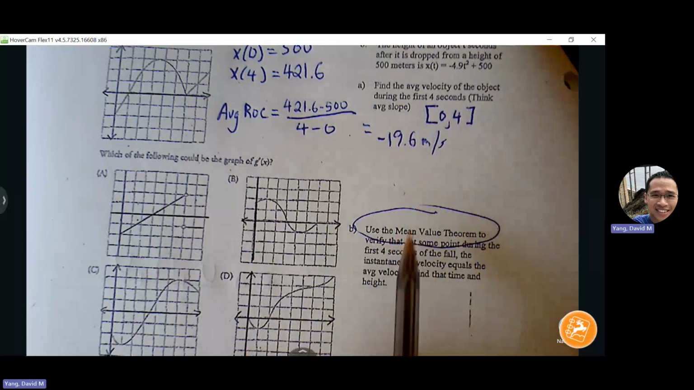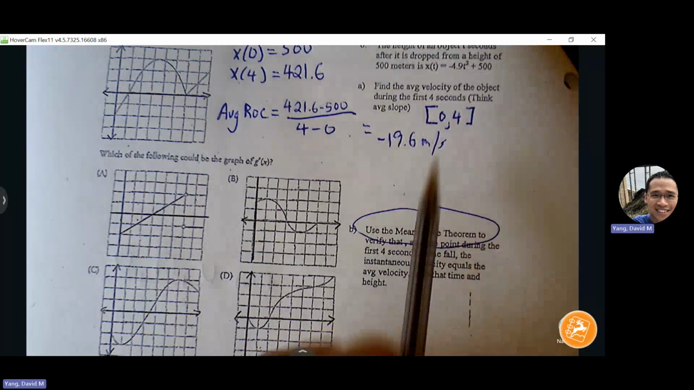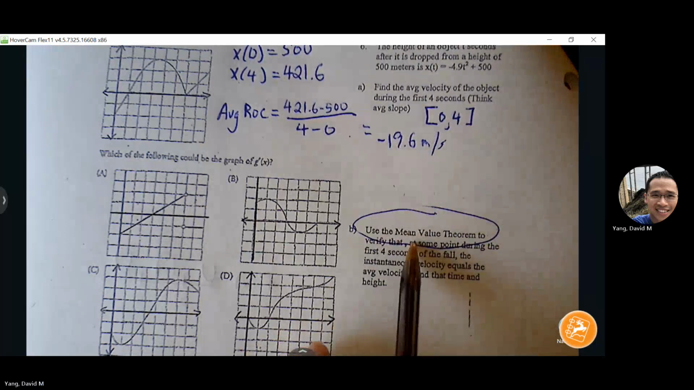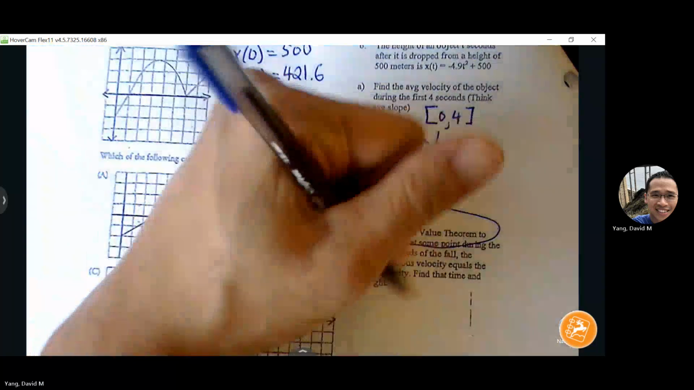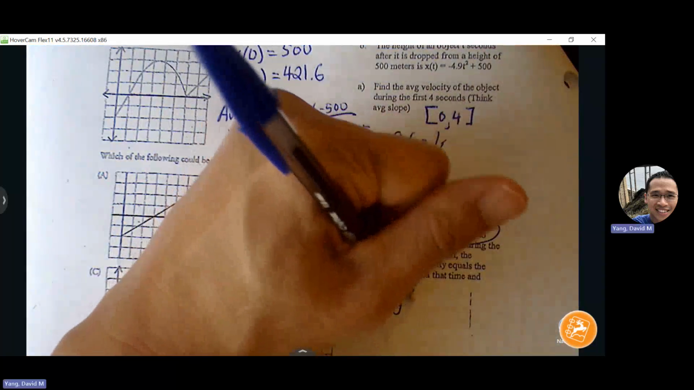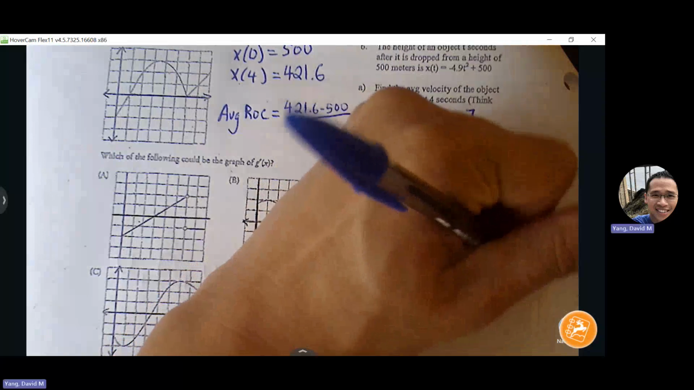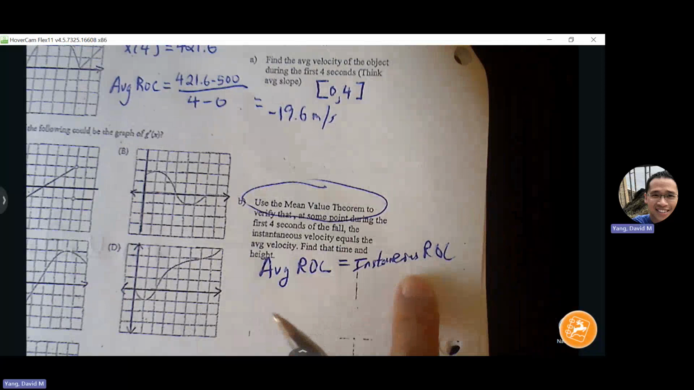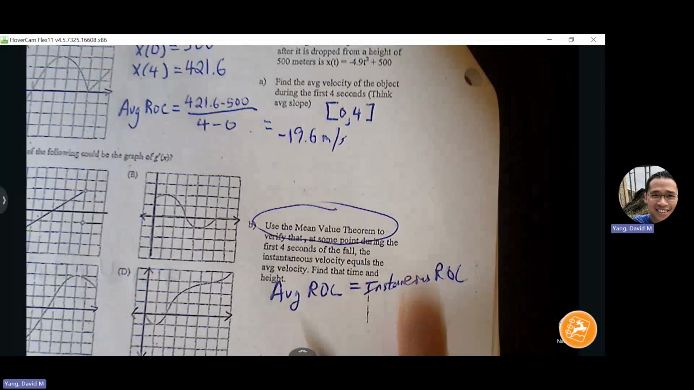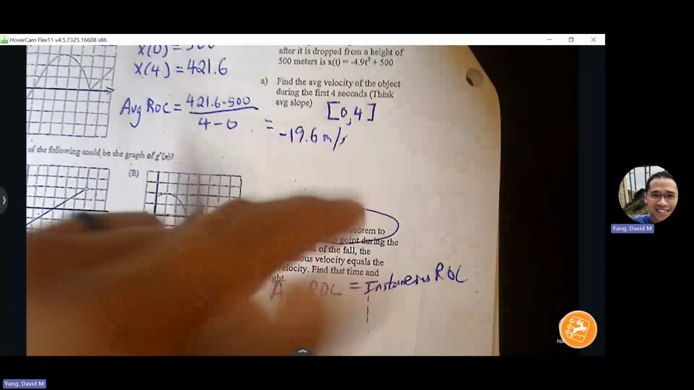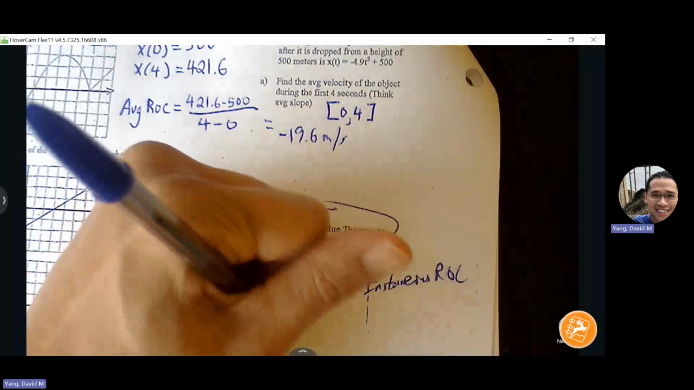So all we do is set the derivative equal to our average rate of change, and then just solve for x. So in this case, solve for t. So we set our average rate of change equal to the instantaneous rate of change. We have our average velocity. We just have to figure out our velocity function or our derivative. So what's x prime of t? What's our velocity function?